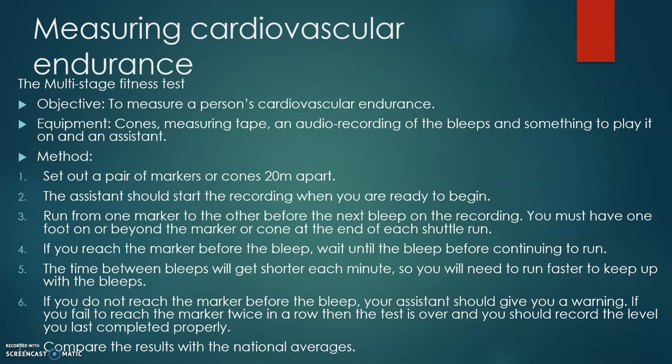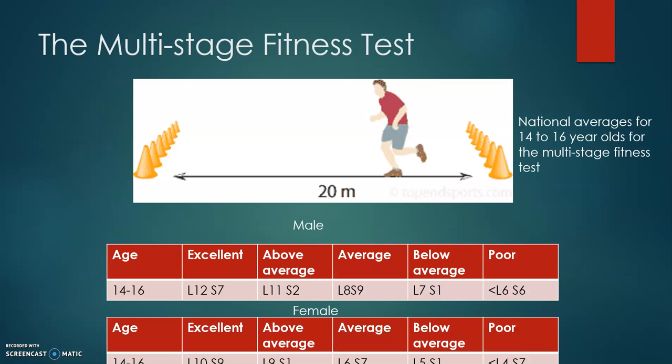If you do not reach the marker before the bleep, your assistant should give you a warning. If you fail to reach the marker twice in a row, then the test is over and you should record the level you last completed properly. Okay. So here are some national averages for 14 to 16-year-olds.